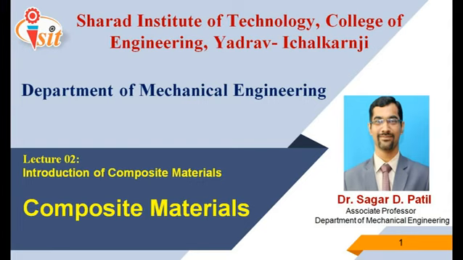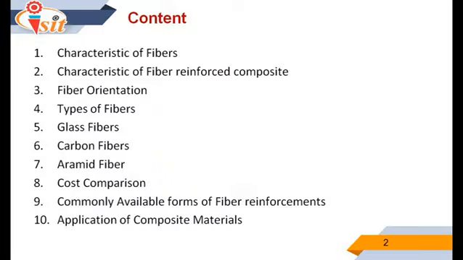and the classification of composite materials. In today's lecture, we need to understand the characteristics of fibers, the characteristics of fiber reinforced composites, fiber orientation, and types of fibers. Among the types of fibers, we are going to see glass fiber, carbon fiber, and aramid fiber in detail, and we will see the cost comparison of all these fibers. In the last part, we will cover the applications of composite materials.